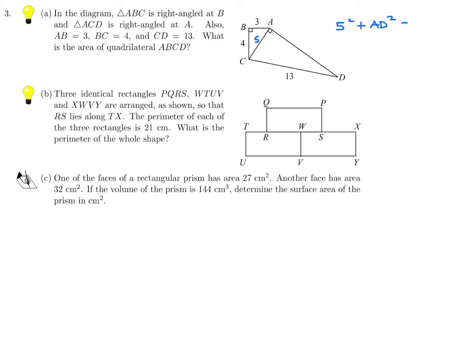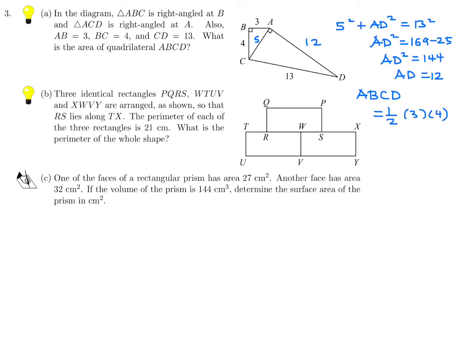5 squared plus AD squared is equal to 13 squared. So that means AD squared is equal to 169 minus 25, and that means AD squared would be 144, so AD is 12. Now I can easily figure out the area. It's just two triangles. So ABCD would be 1/2 base times height for this triangle, which is 3 times 4, and then 1/2 base times height for that triangle, which would be 1/2 times 12 times 5. So that's 6 plus 6 times 5, 30, and therefore that is 36. 36 is the area of the quadrilateral ABCD.